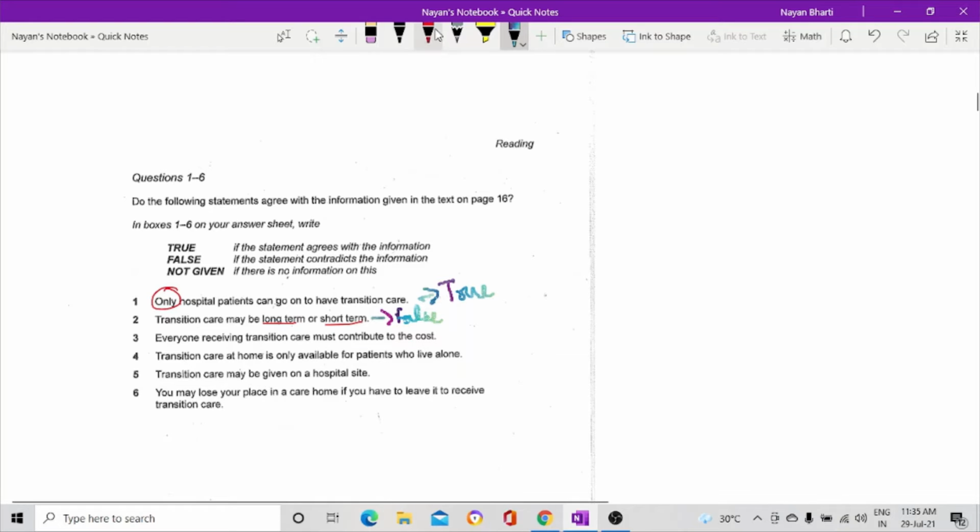Okay, now let's move to the third question. Everyone receiving transition care must contribute to the cost. So what they are saying is, whoever is taking this facility, they must. This is a keyword. They are saying it's not that they should contribute, it is they must. So this is a compulsion that if you are taking transition care, you have to contribute to the cost.